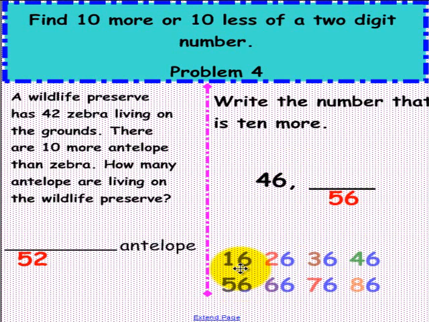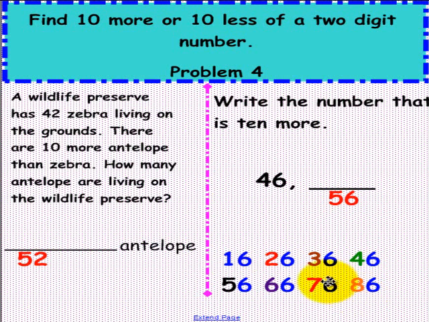You'll notice that we have a pattern. 16, 26, 36, 46, 56, 66, 76, and 86. What number is changing? Here's a 1. We add 10 to it. Here's a 2. We add 10 to it. Here's a 3. We add 10 to it. Here's a 4. And we add 10 to it. Here's a 5. Add 10 to it. Here's a 6. Add 10 to it. Here's a 7. Add 10 to it. And here is an 8.